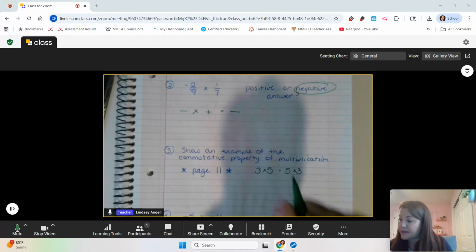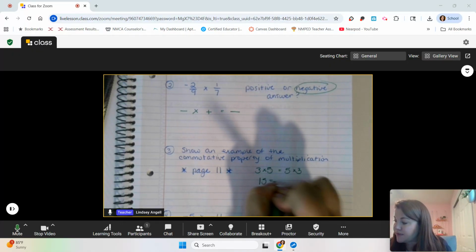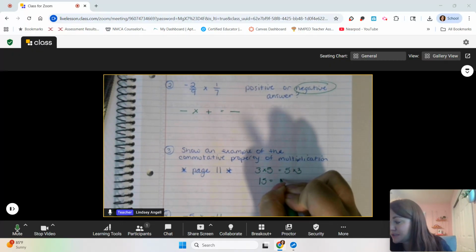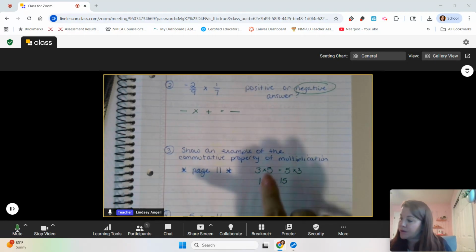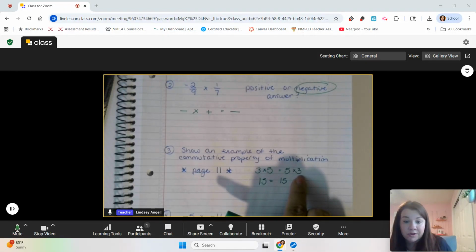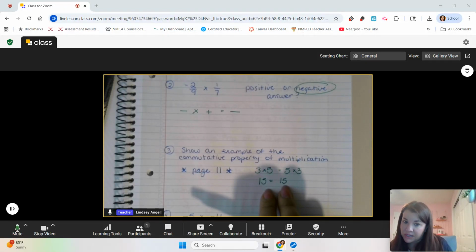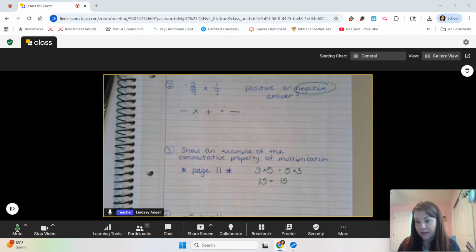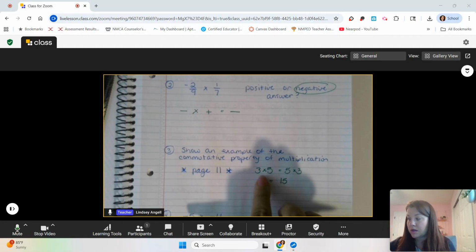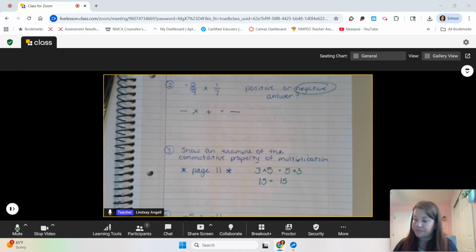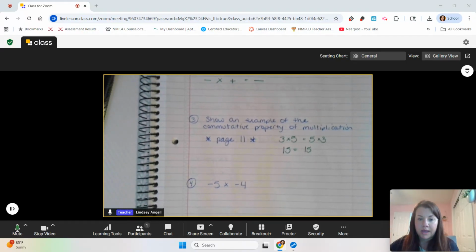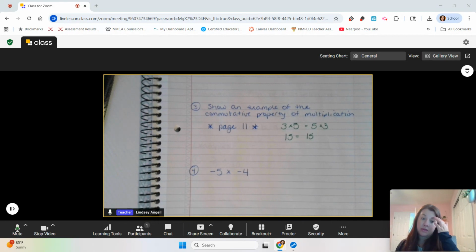Okay? 3 times 5 we know is 15. Well, 5 times 3 is also equal to 15. So whether I have 3 groups of 5 or 5 groups of 3, either way I've got 15. That's the commutative property. Commute means to move, right? So I moved the order of these and it didn't change my answer.